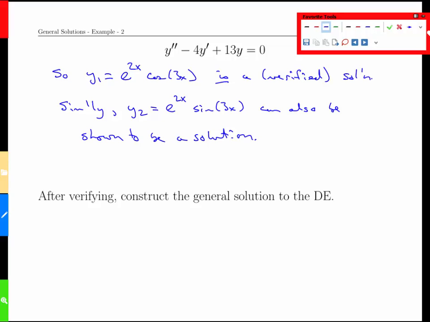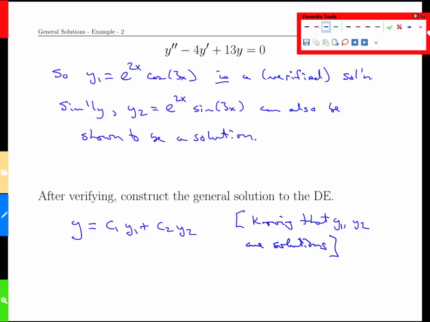Now, once we've done that, we can simply build the general solution by putting them together. And here we're using the construction technique of y equals c1 y1 plus c2 y2, knowing that y1 and y2 are solutions. So we have two solutions, we're going to put them together, and in fact we can actually put values in here now. So anything times e to the 2x cos of 3x plus anything different if we wanted times e to the 2x sine of 3x would be the general solution.